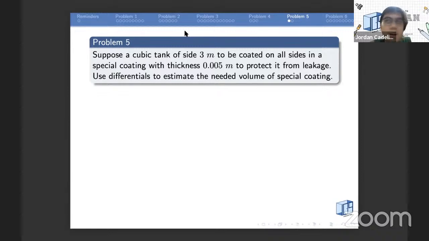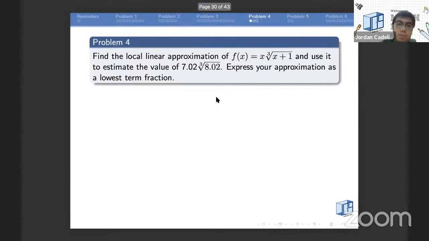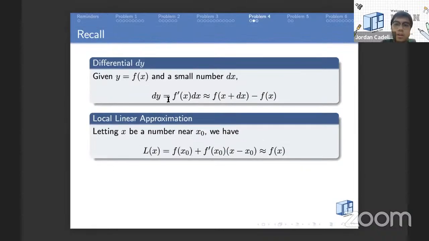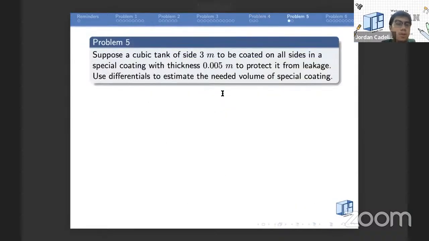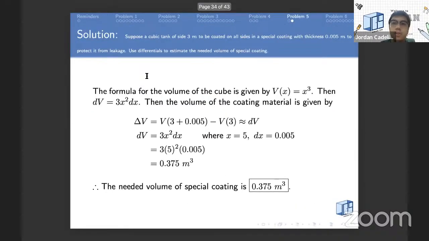So, like kanina, na-discuss natin differentials sa previous problem. Itong dy, which is approximately equal to dito. And now we're gonna apply this dito sa problem na to. So, how do we solve this? So, take note na ang formula ng ating volume is given by V of x equals x cubed.